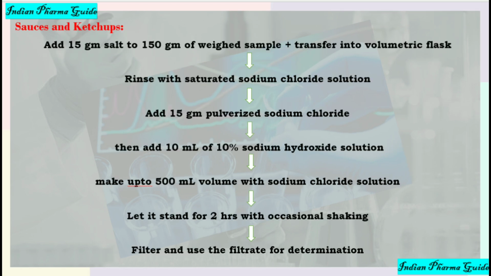Next, preparation of the sample for sauces and ketchups. First, add 15 grams of salt to 150 grams of the weighed sample and transfer it into a volumetric flask. Second, rinse with saturated sodium chloride solution, add 15 grams of pulverized sodium chloride, then add 10 ml of 10% sodium hydroxide solution and finally make up to 500 ml volume with sodium chloride solution. Third, let it stand for 2 hours with occasional shaking, and finally filter the solution and use the filtrate for the determination.